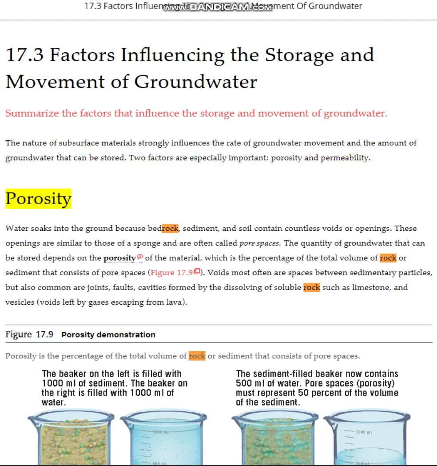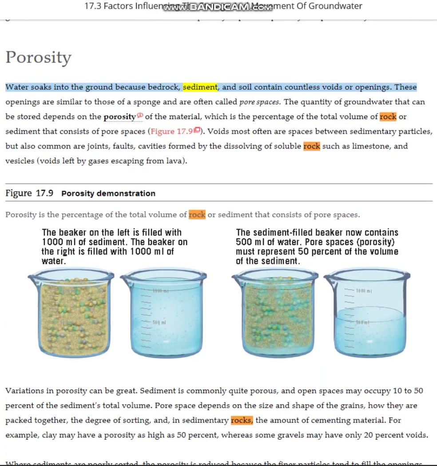Porosity. Water soaks into the ground because bedrock, sediment, and soil contain countless voids or openings. These openings are similar to those of a sponge and are often called pore spaces. The quantity of groundwater that can be stored depends on the porosity of the material, which is the percentage of the total volume of rock or sediment that consists of pore spaces, figure 17.9. Voids most often are spaces between sedimentary particles, but also common are joints, faults, cavities formed by the dissolving of soluble rock such as limestone, and vesicles, voids left by gases escaping from lava.